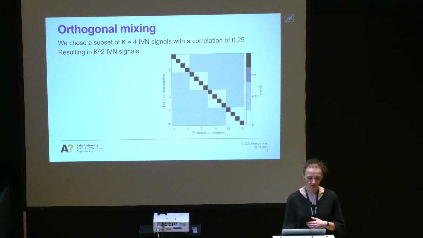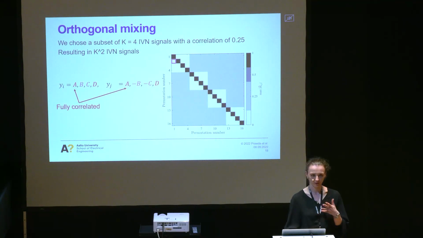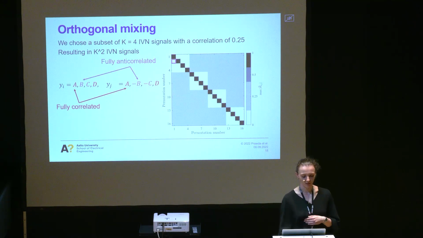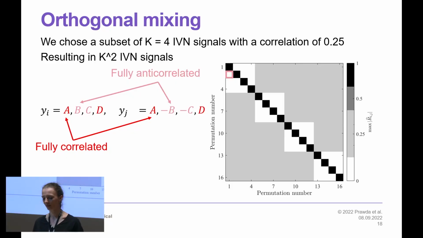And why does it happen? Well, if we take an example of these two particular signals, ABCD and A, minus B, minus C, D, then we have two pairs of sequences that are fully correlated, AA and DD, and two pairs of sequences that are fully anti-correlated, B and minus B, and C and minus C. So if we have two fully correlated and two fully anti-correlated, then they kind of cancel out each other, and we have a correlation of 0.